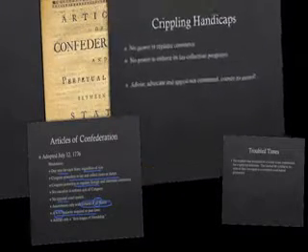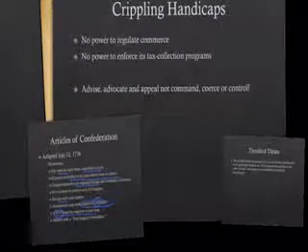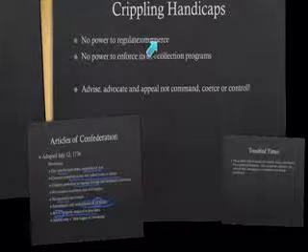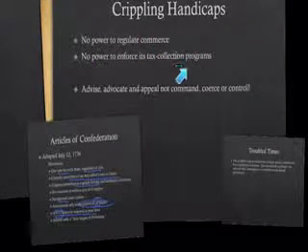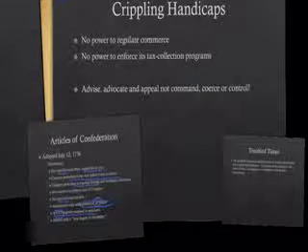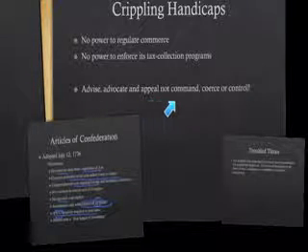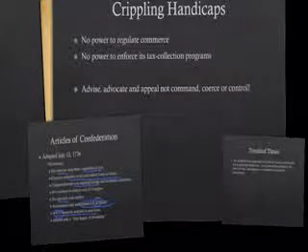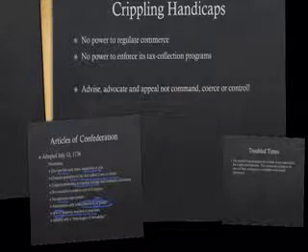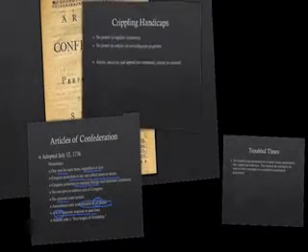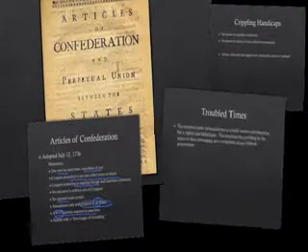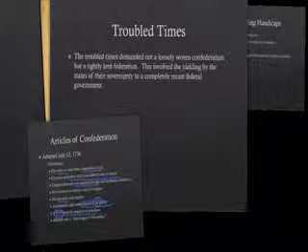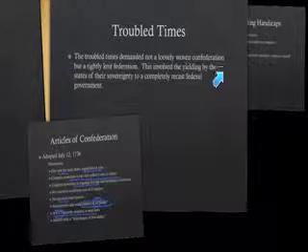So these were some of the crippling handicaps: no power to regulate commerce, no power to enforce and collect taxes. So the federal government as it existed was only there to advise, advocate, or appeal, not to command, coerce, or control. It was much more prestigious to be in a state government, like a governor or even a state legislator, than to be in this so-called federal government that had no power. So this led to troubled times. A loosely woven confederation, not a tightly knit federation.